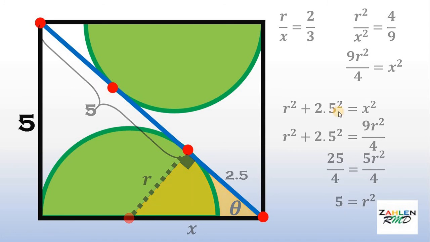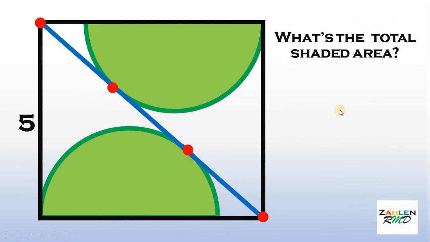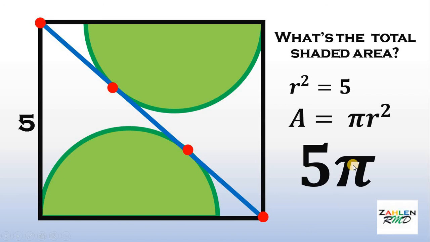Going back to our question, again, our goal is to find the total shaded area. And at this point, we have the value of r squared, and r squared must be equal to 5. And the area of this shaded region must be the area of one whole circle. And the area of the circle must be equal to pi r squared. Now since we have the value for r squared, it follows that the combined area of these two semicircles must be equal to 5 pi. And don't forget the unit. We have units squared. And we're done.